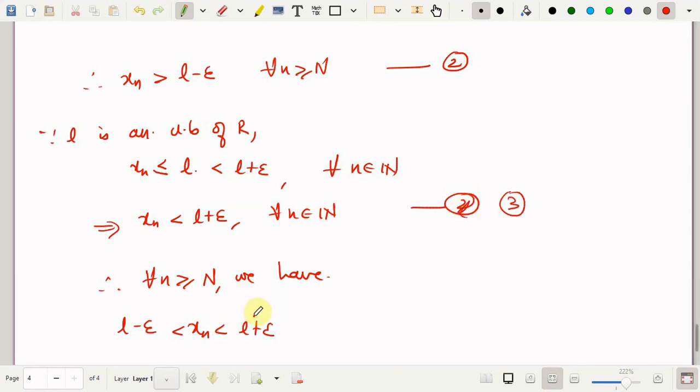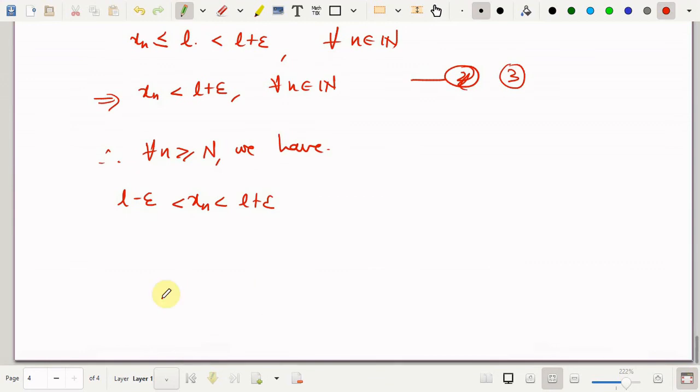So what does it say? That is, x_n belongs to the interval (L minus epsilon, L plus epsilon), which is the same as saying that mod of x_n minus L is strictly less than epsilon. So what we have shown is that for all n greater than or equal to this capital N, the distance between x_n and L is strictly less than epsilon. So that's enough to say that the given sequence converges to L. So therefore we say that x_n converges to L.